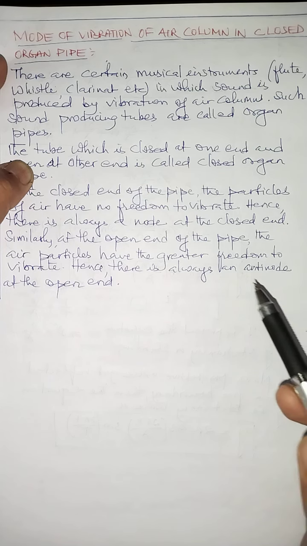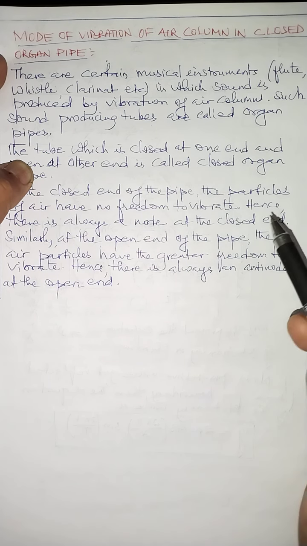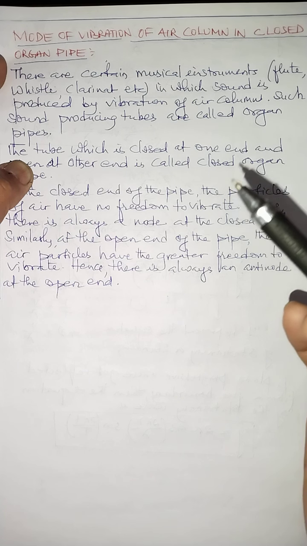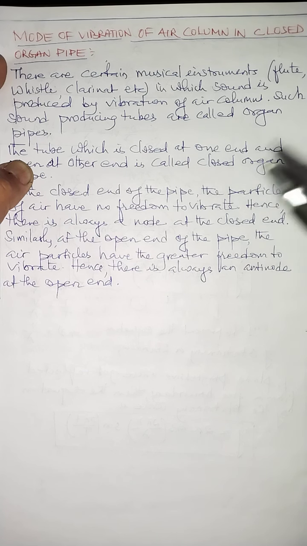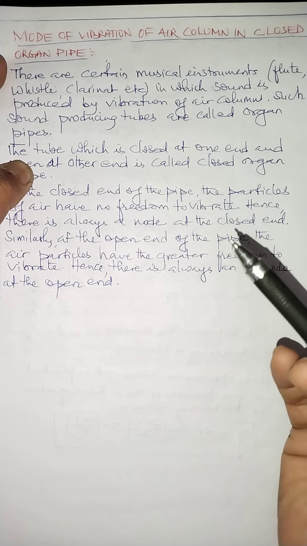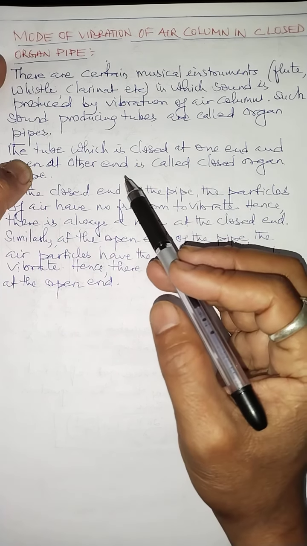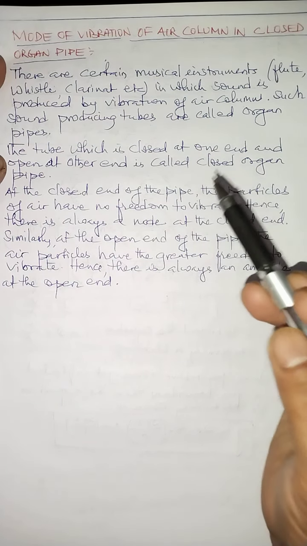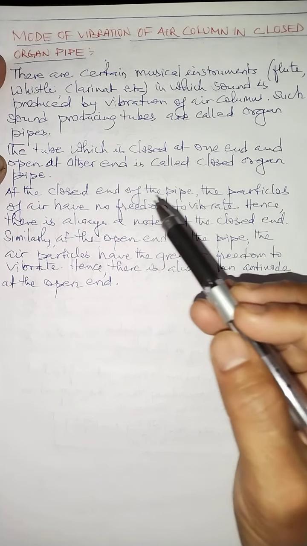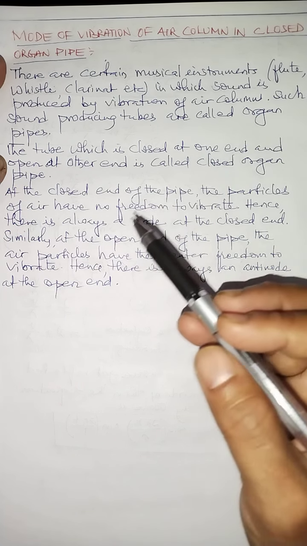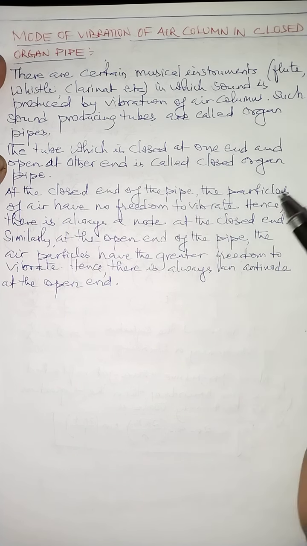Now this organ pipe is very famous nowadays, especially for playing with marching contingents, especially on Independence Day and all. So organ pipes are how many types? Basically two types. One is called the closed organ pipe, one is called the open organ pipe. Now we discuss in detail both the closed organ pipe as well as the open organ pipe.